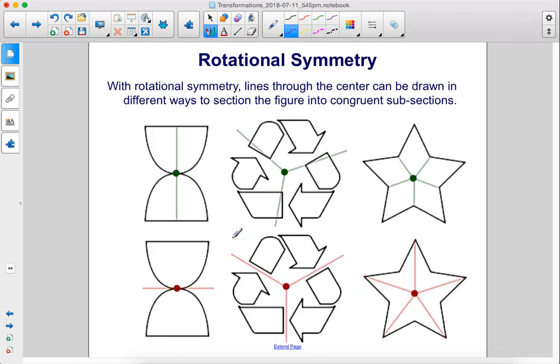With rotational symmetry, lines through the center can be drawn in different ways to section the figure into congruent subsections. So this figure can be divided up vertically or horizontally. Here we have the way we divided up in the previous slide. Here it's a little off. However, each section is still congruent to the section next to it. So you can divide it up like this. This star can be divided up into these sections instead of these sections, and so on.